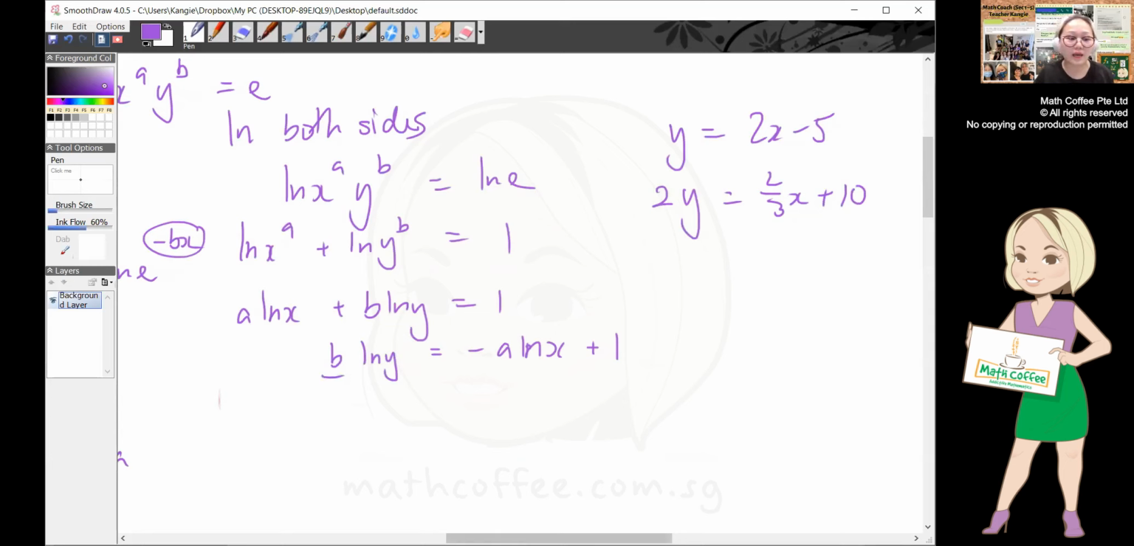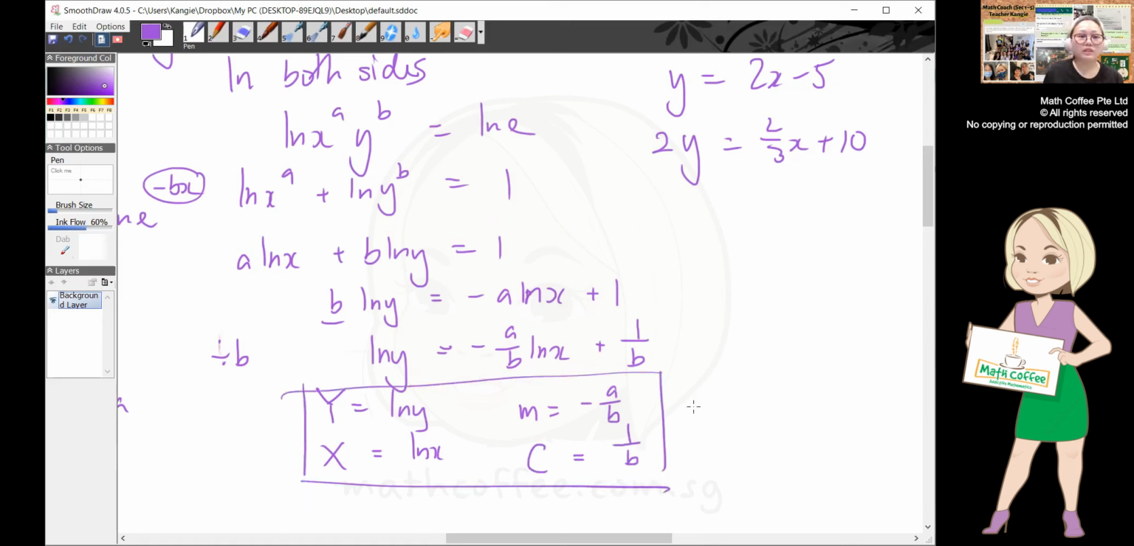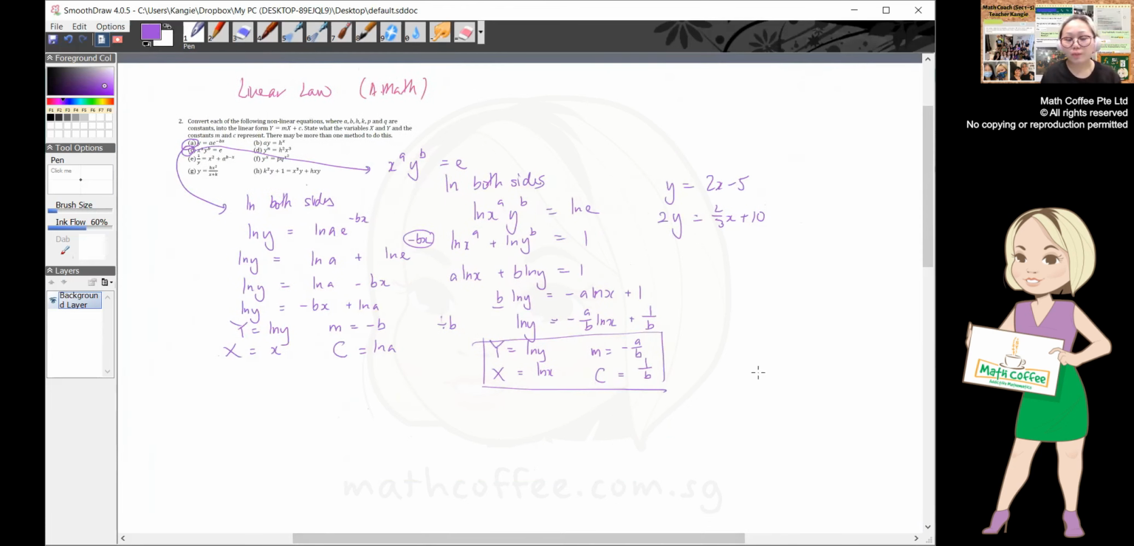So you see there's an extra b there. So by right, you're supposed to do one more extra step by dividing by b throughout. So I'm going to divide by b throughout. So it becomes ln y equals minus a over b ln x plus 1 over b. But not to worry, because 1 over b is still a constant, since it doesn't contain x and y. So for this case, my big Y is ln y. My big X is ln x. You see my gradient now starts to get more complex. So my gradient for this case is minus a over b. My big C for this case is 1 over b. Okay, so always must write out this information. So this is for this question. Okay, again, screenshot, I need to change the page again.